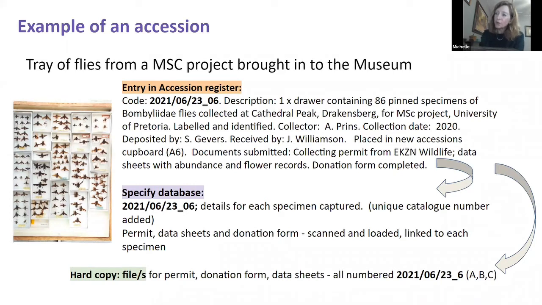And then there were some documents that came with it, and you write down a list of those documents. It was a collecting permit, there was a data sheet with abundance and flower records, and there was a completed donation form. So there's a number of different documents, and that can be in your accession register.